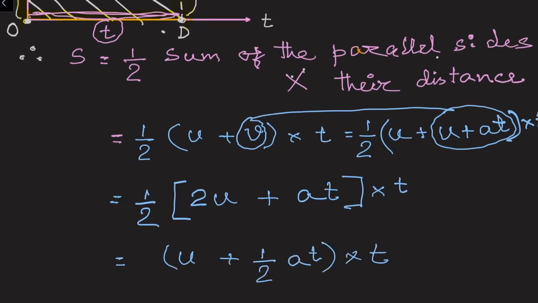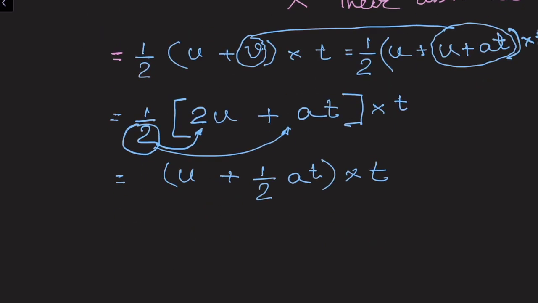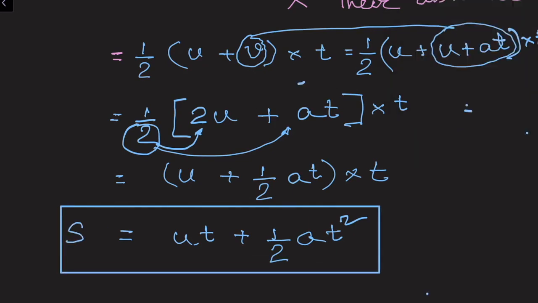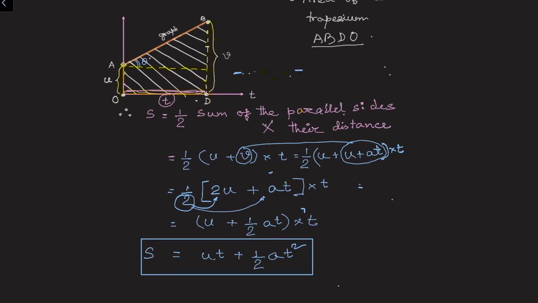Why? Because half into these two. So it equals to ut plus half at square. So s is equal to ut plus half at square. Now let us look at the total picture of what we have done. So this is it.